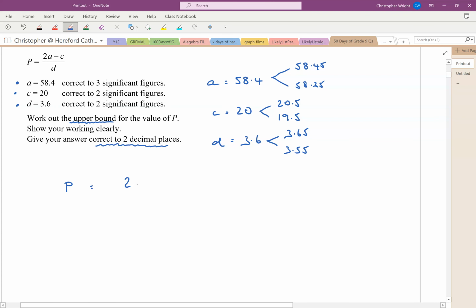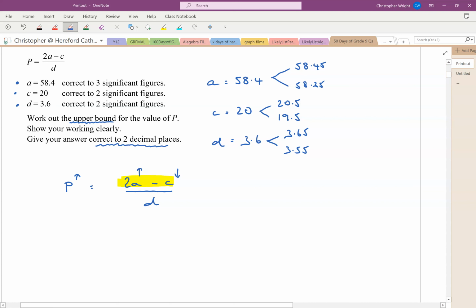And now let's write down this formula for P. P is 2 times A minus C, all divided by D. Now I want the upper bound for P, so I'm going to put an up arrow there. If I want the upper bound, then I'm going to want the numerator here to be as high as possible. So I want the highest possible A, and I want to subtract away the lowest possible C. And that will make the numerator as high as possible.